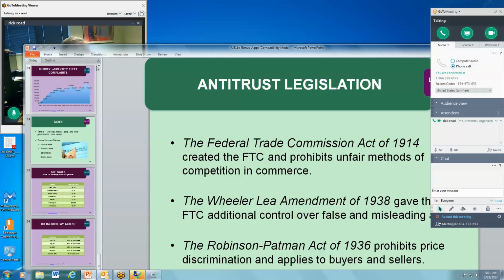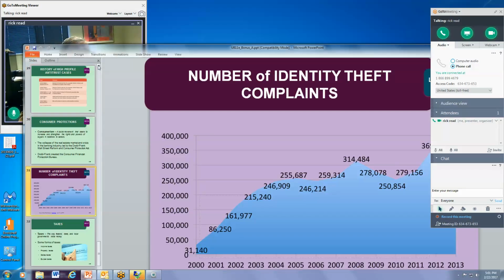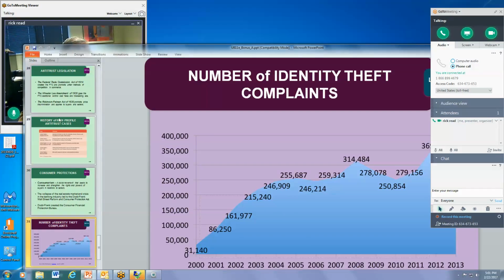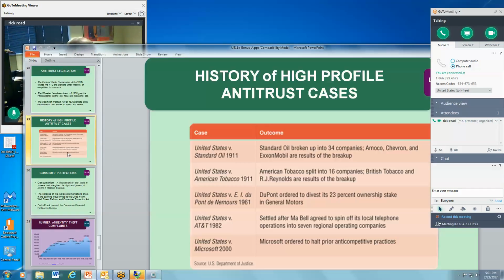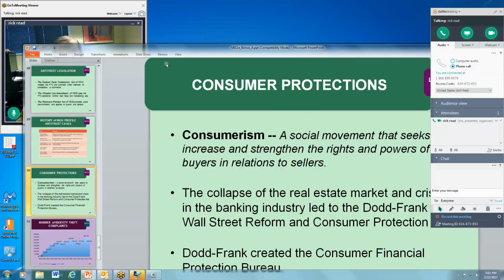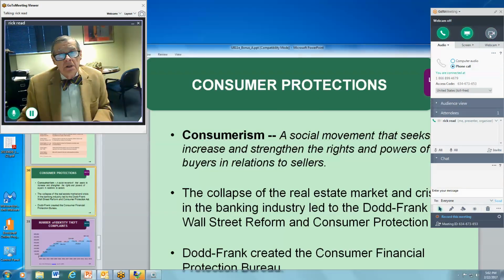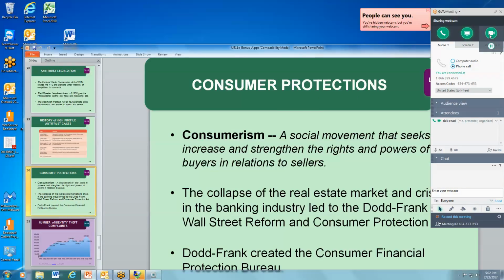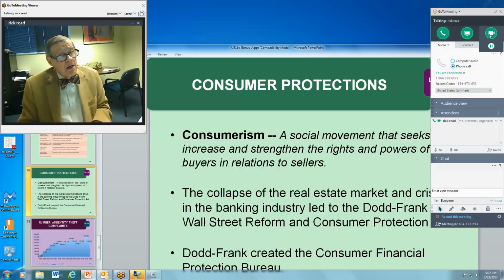Let me go back up here a second. These are the history of high-profile antitrust cases, which I'm not going to discuss. See these outlined in figure A3 on page A11 in your text. We have some consumer protections that many of us have taken for granted in the last few years, and I think maybe under assault by the new administration.